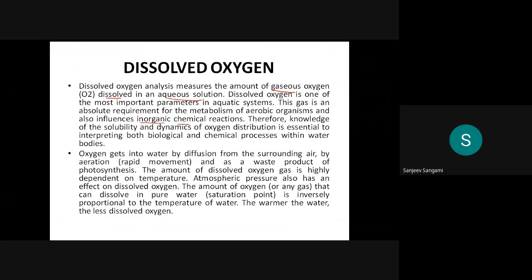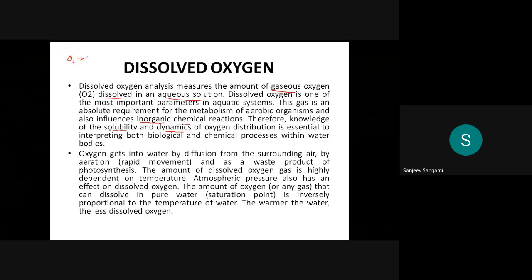Therefore, knowledge of the solubility is very important. The knowledge of the solubility and dynamics of oxygen distribution is essential in interpreting both biological as well as chemical processes within the water bodies.